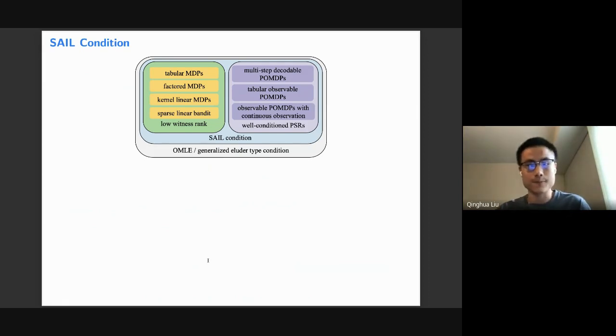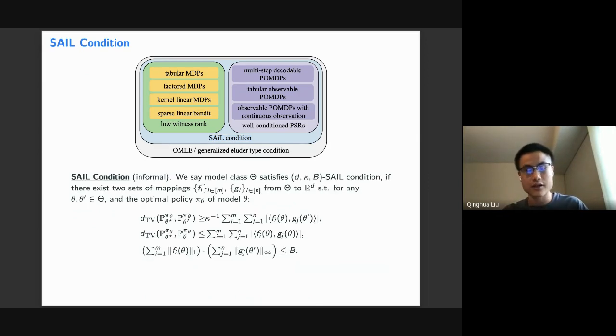So as I mentioned before, we can prove OMLE provably solves a large family of RL problems. These problems include both fully observable and partially observable problems. In order to analyze all these problems in a unified framework, we introduce a general condition called the Thiel condition. This is going to be a little bit technical.